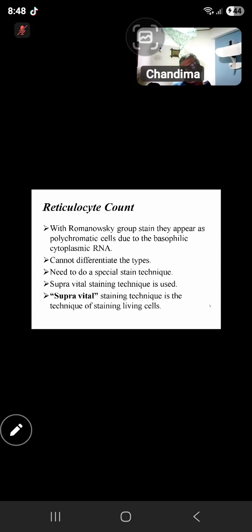New methylene blue, brilliant cresyl blue, but the appropriate one or the best one is the new methylene blue to stain the reticulocyte. The new methylene blue is the best one for the demonstration of reticulocyte count. In the manual demonstration of reticulocyte count, we use an equal volume of blood along with the stain, equal volume of blood.